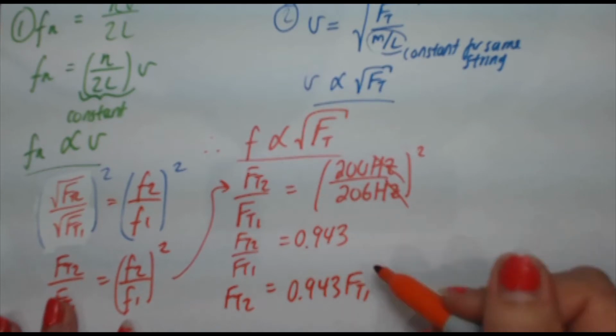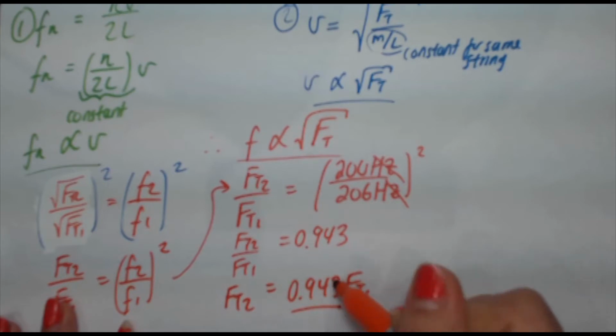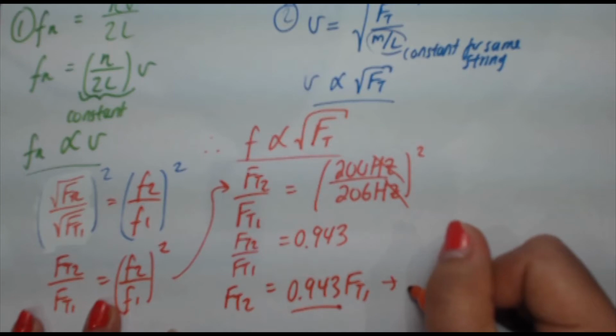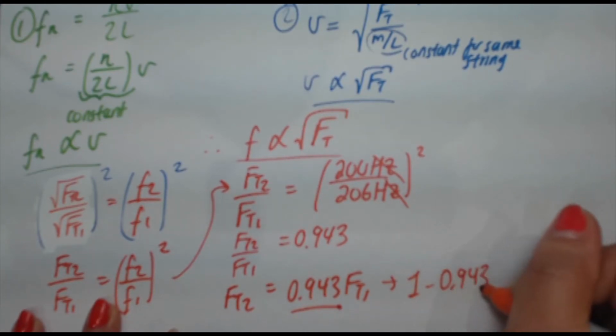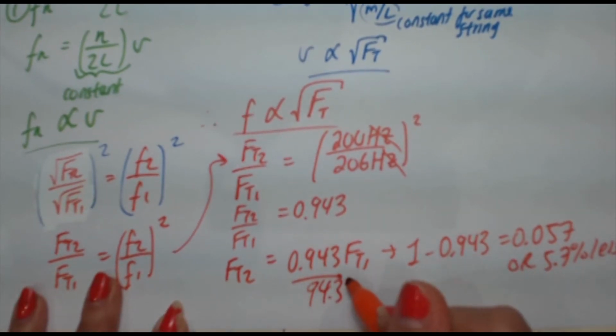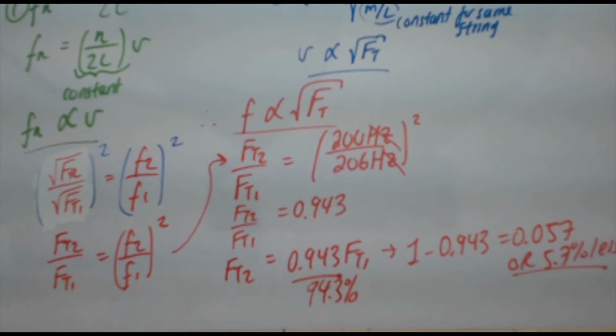Okay, so here's the thing. The final tension, Ft2, should only be 94.3% of the first. In other words, the change that we have to make is 1 minus 0.943, which is 0.057, or 5.7% less. Again, the final tension, Ft2, should only be 0.943, or 94.3%, of the first one, or 5.7% less. So we have to decrease by 5.7%.